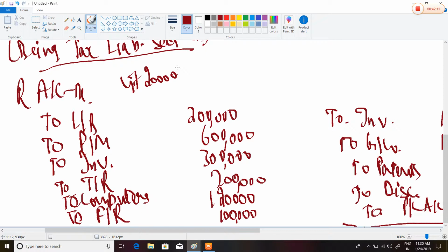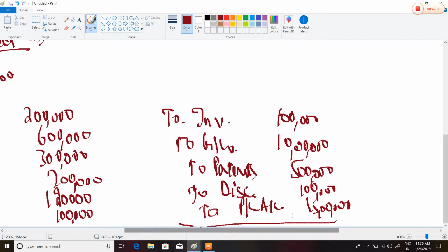Let's check. 2 lakh, 6 lakhs, 3 lakhs, 1 lakh 20,000, 2 lakhs, 1 lakh, 1 lakh, 10 lakhs, 5 lakh, 1 lakh, and 15 lakhs. Yeah, 47 lakh 20,000.